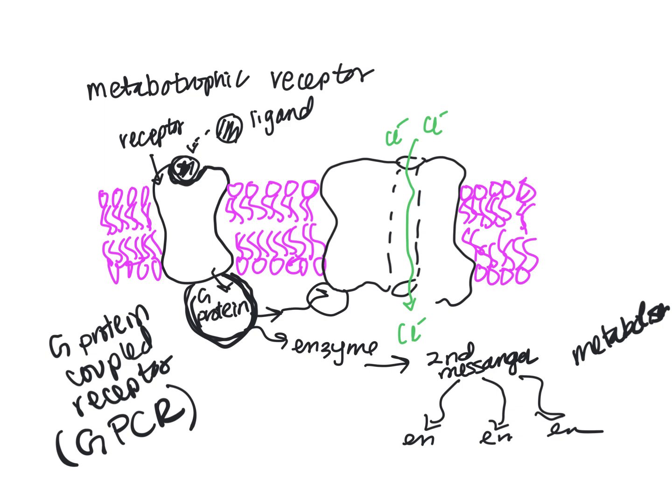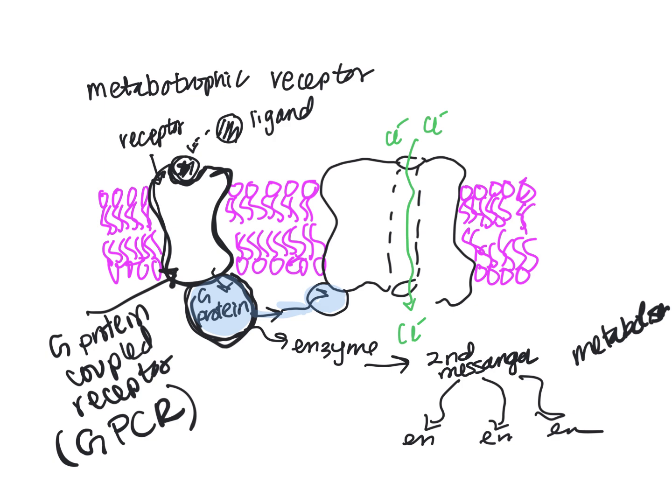GPCR is the abbreviation for this type of protein, the receptor. So the receptor is here. The G protein is attached to it. So just as a note, the G protein is not the receptor. It just happens to be attached to the receptor.